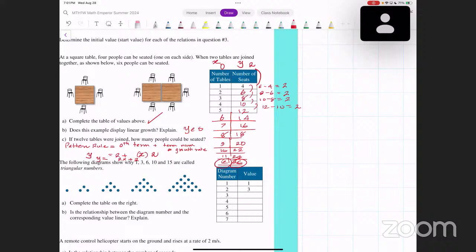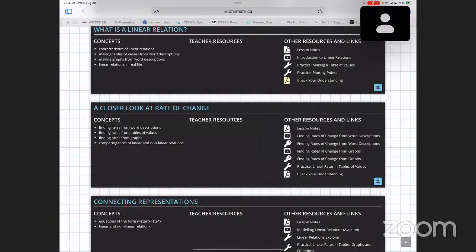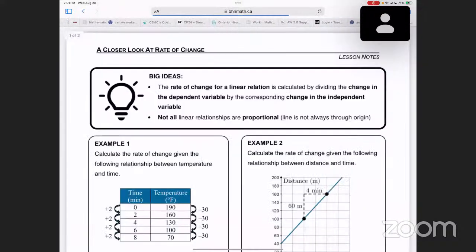All right, so let's go. All right, so where we are. A closer look at rate of change. That's what the lesson is about.